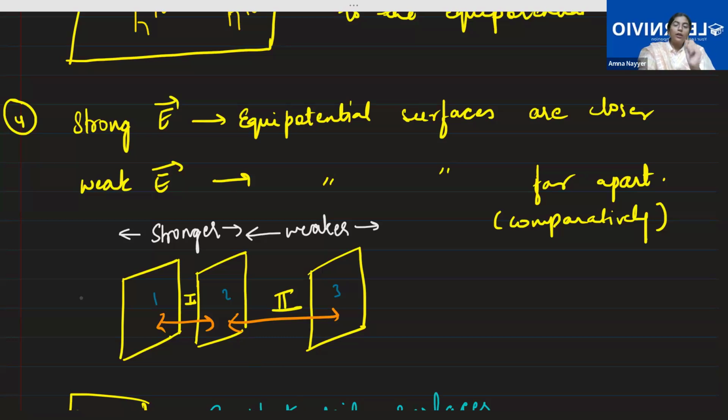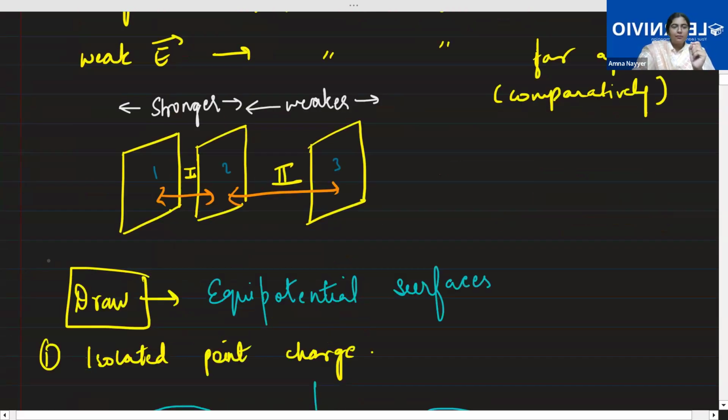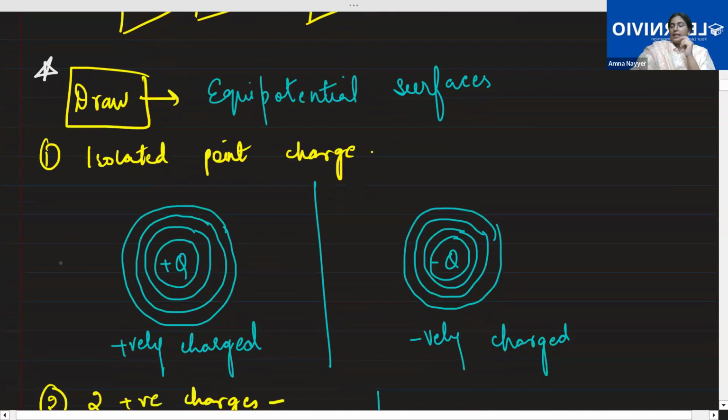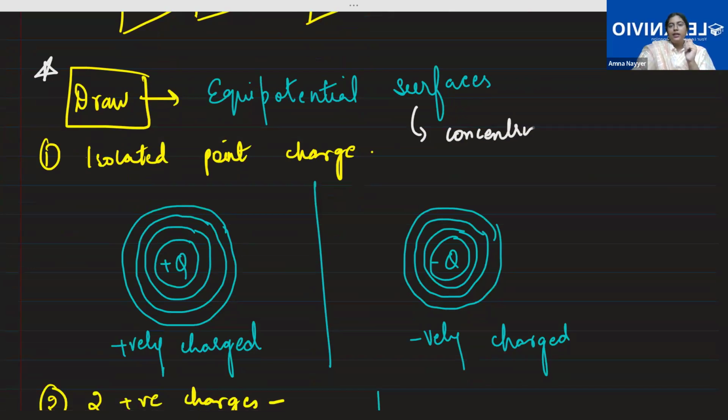Okay, coming to the drawing of equipotential surfaces, this is the most important of all. See, when you have isolated point charges, equipotential surfaces are concentric circles. So around every charge, these concentric circles are drawn. Plus Q, you have concentric circles. Minus Q, you have concentric circles. There is no difference between positive and negative for an isolated point charge in equipotential surfaces.